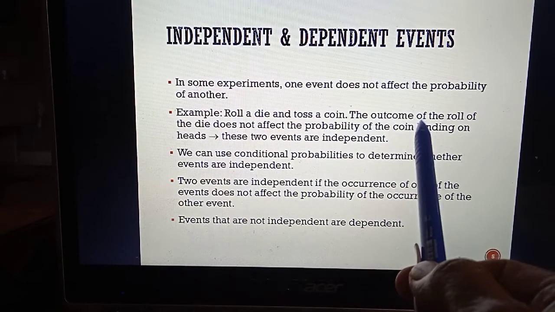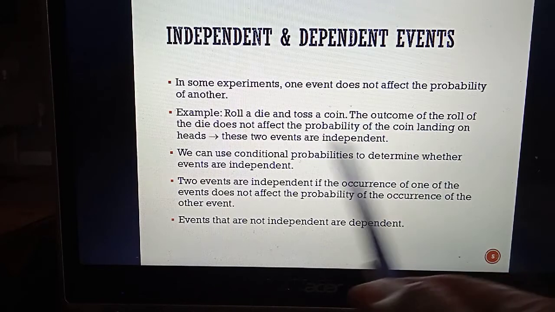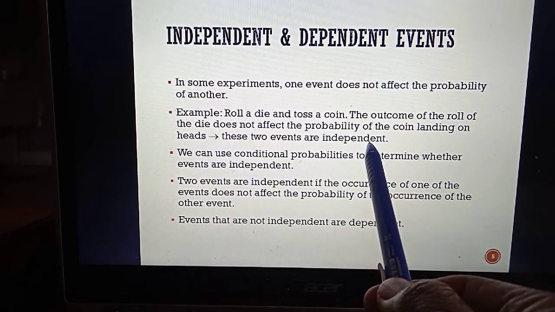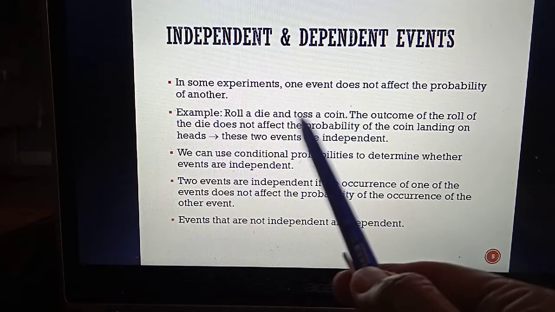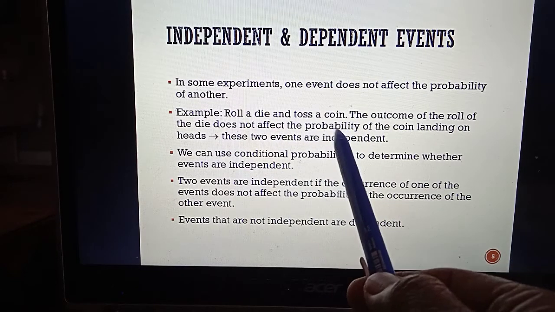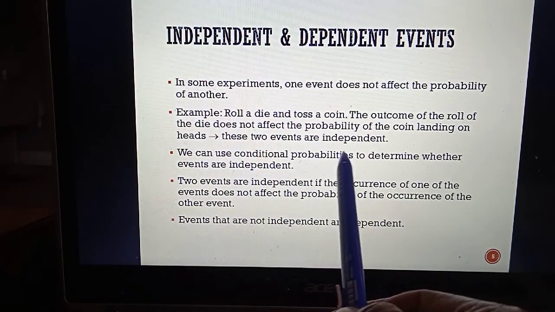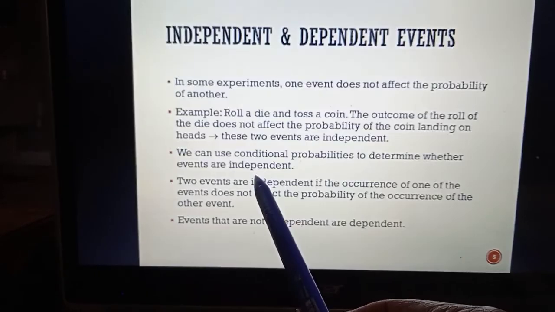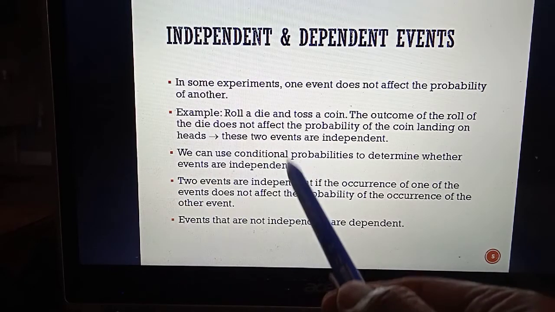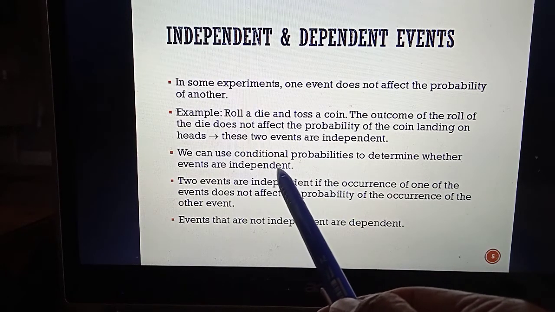So the outcome of the roll of the die does not affect the probability of the coin landing on heads. So these two events are called independent. Okay, meaning these two events do not affect each other's result. So we can use conditional probabilities to determine whether events are independent.